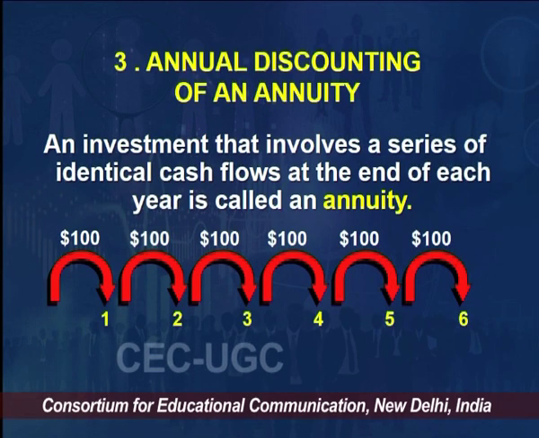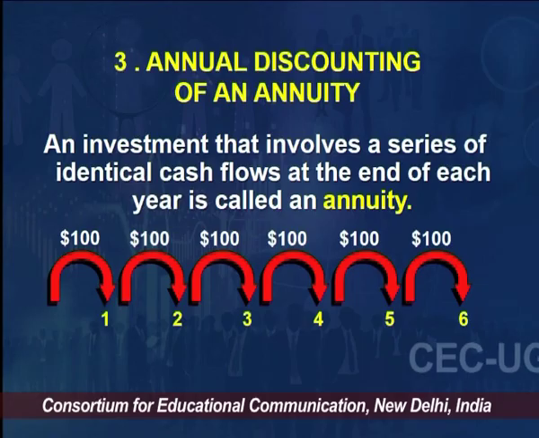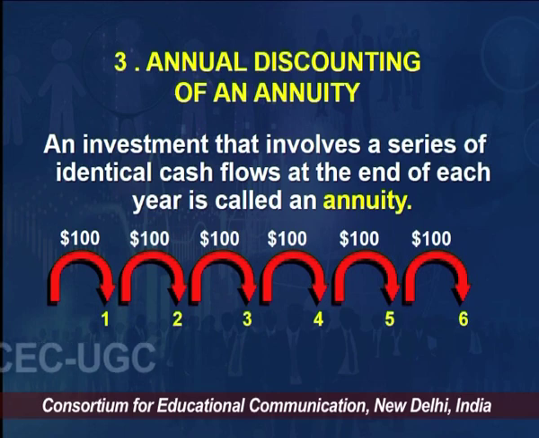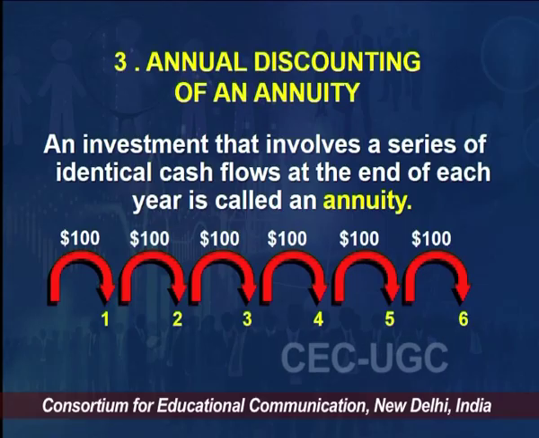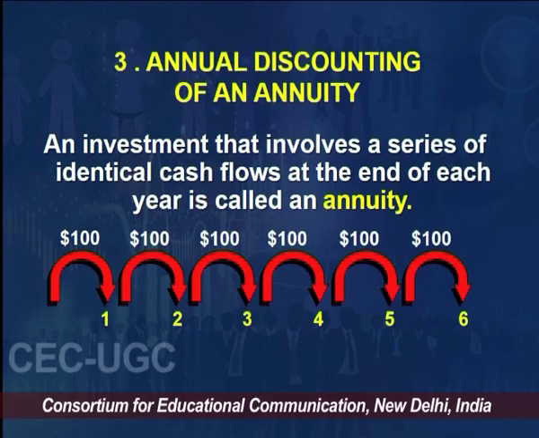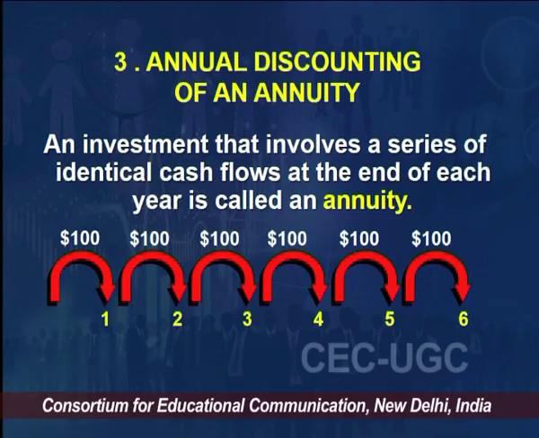Now, I am coming to the third situation, annual discounting of an annuity. So, let us understand what an annuity is. An annuity is that investment or that type of cash flow which involves a series of identical cash flows at the end of each year, that's what we call an annuity.